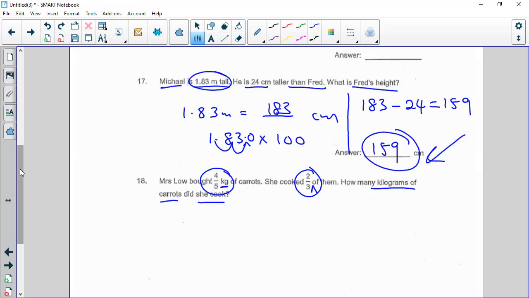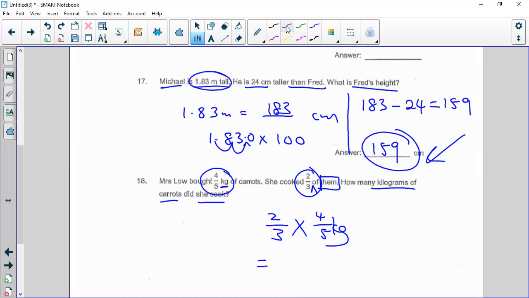Now look carefully, okay? This is another good chance to remember. She cooked 2/3 of them. What is "of"? Times. And what is "them"? Remember, what is a fraction talking about? Them is all the carrots, which is 4/5 kg. So the "of" is times, and 2/3 is talking about the carrots, which is 4/5 kg. So 2/3 times 4/5 kg.